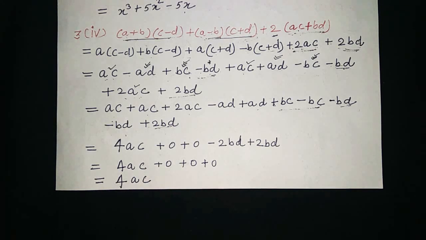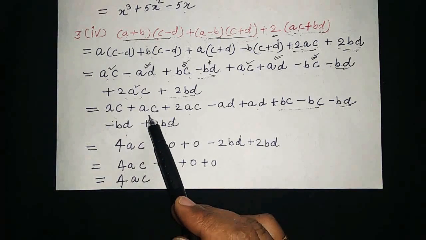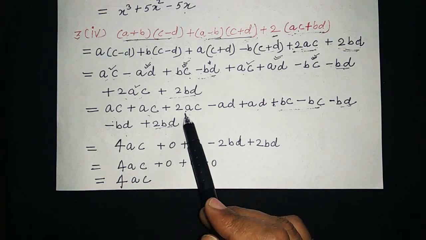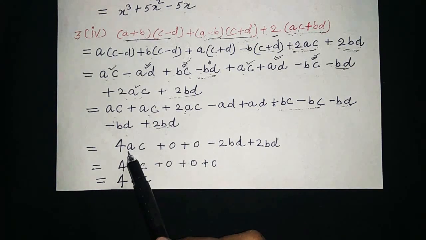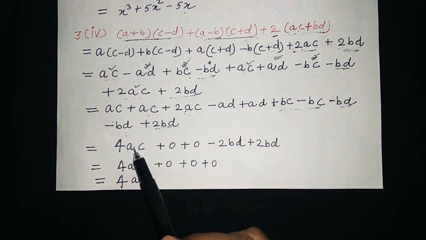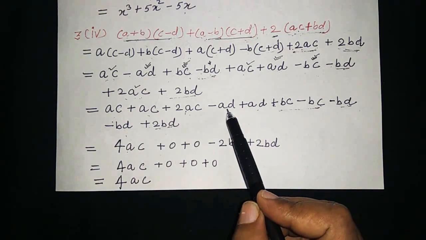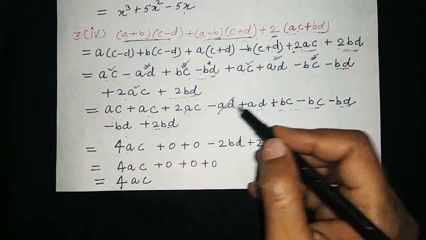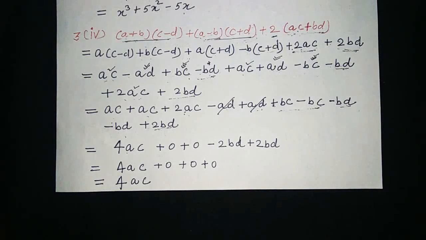Now we will solve. We will see the signs very carefully. After that we will solve it. ac plus ac plus 2ac. What will come if you add? 4ac. Now minus ad and plus ad, you can subtract and you will get 0 here.